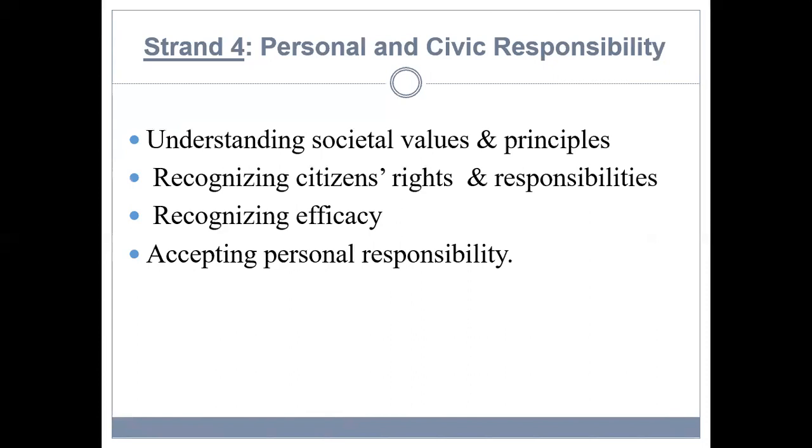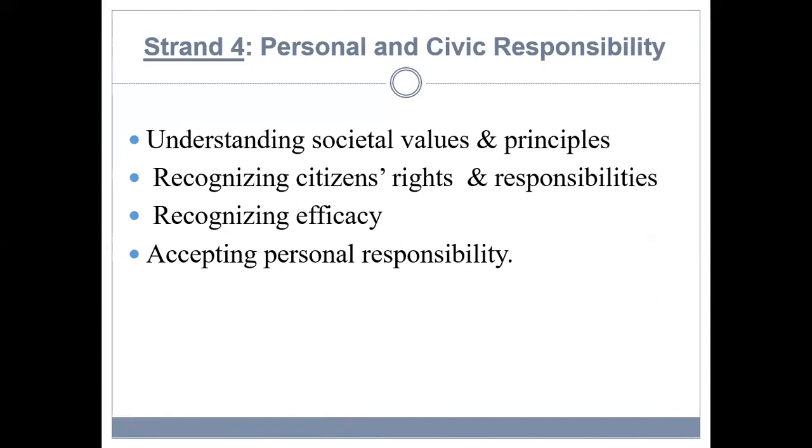Strand 4 is personal and civic responsibility. And this one is broken up into a couple different buckets: understanding societal values and principles, recognizing rights and responsibilities, recognizing efficacy, and accepting personal responsibility. And the guidelines do a really great job of breaking those down and what that looks like at different grades to understand some of those pieces. But we want to make sure that in environmental education, we are moving our learners, at whatever age they are, to have personal and civic responsibility.